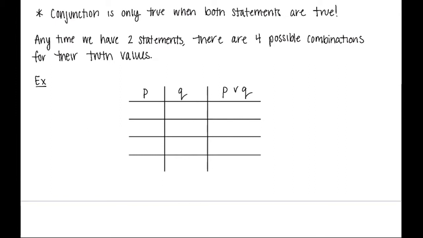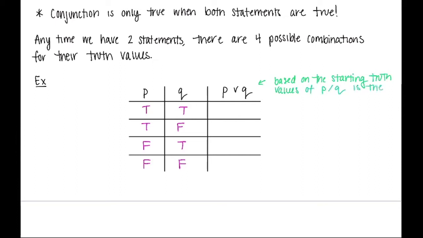Running through all possible combinations of our starting ones, they could both be true, one false, one true, both false. And at the end here, we're asking, based on the starting truth values of P and Q, is the statement P or Q true? Okay. So in this first row, P and Q are both true. When I ask, is P or Q true? Yes, P or Q is definitely true here.